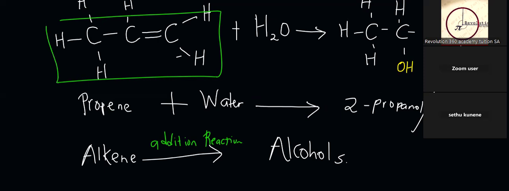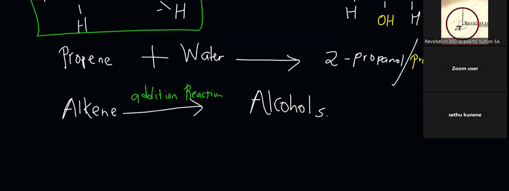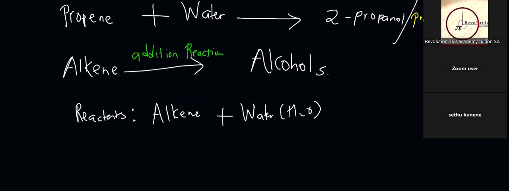And then here we understand that our reactants are going to be what? An alkene reacting with water, which is H2O. And then the type of reaction, here comes the important part. Who can tell me what is the type of reaction? It's addition. 100% addition. We're going to write addition reaction. Do you understand?